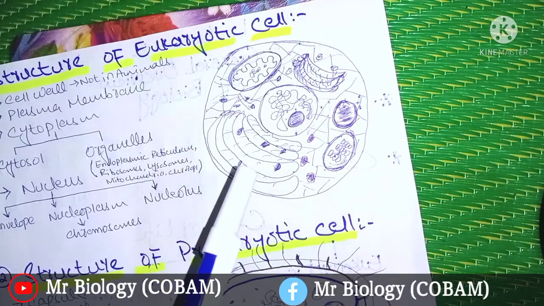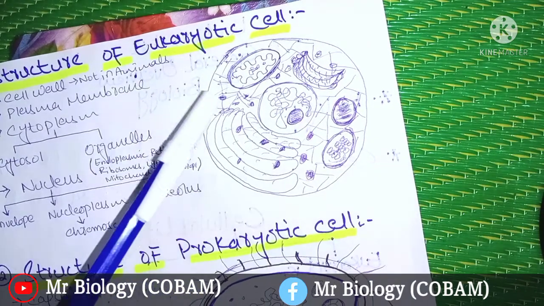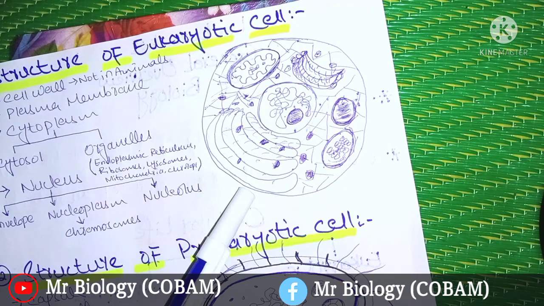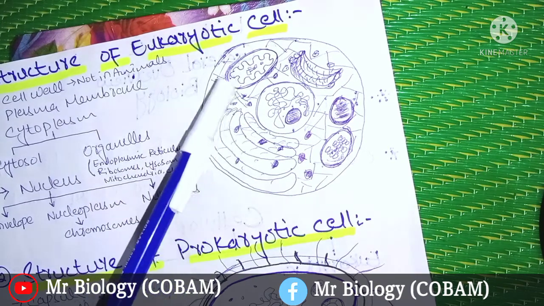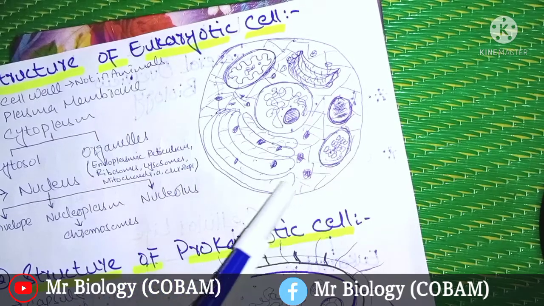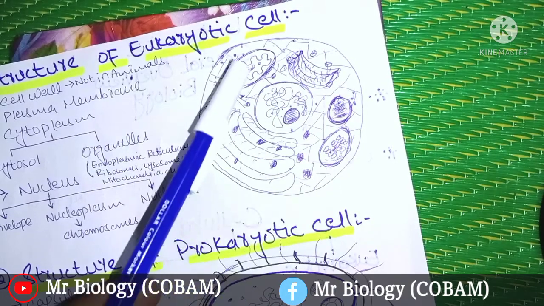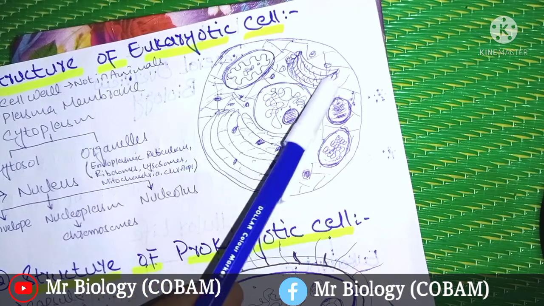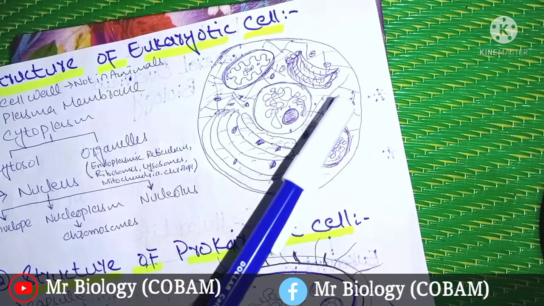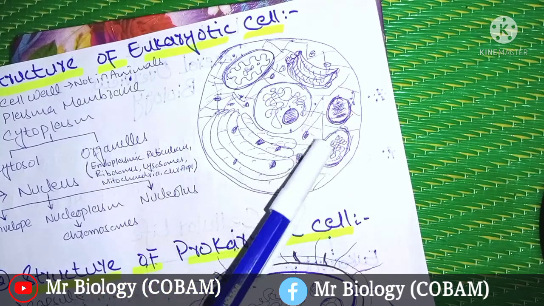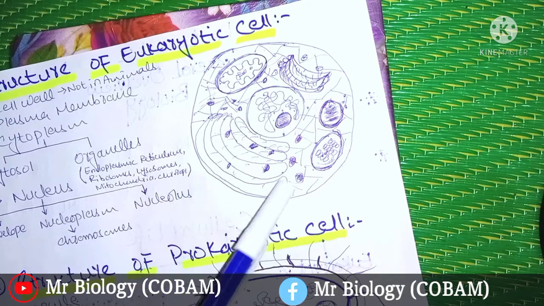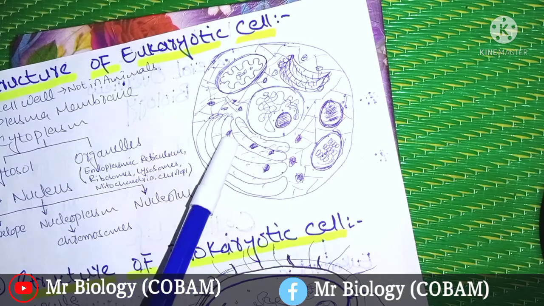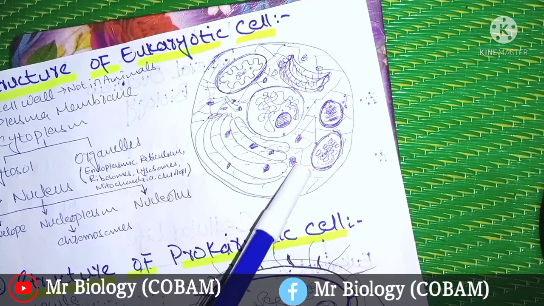Now in a eukaryotic cell we mainly have a cell membrane or plasma membrane, and inside that boundary we have a cytoplasm. In this cytoplasm we have different types of organelles present, for example this is the mitochondria, this is the Golgi apparatus, these are the lysosomes, different types of vacuoles, and there is a chloroplast in the plant cell. This is the endoplasmic reticulum to which ribosomes are attached, and these are the freely scattered ribosomes.